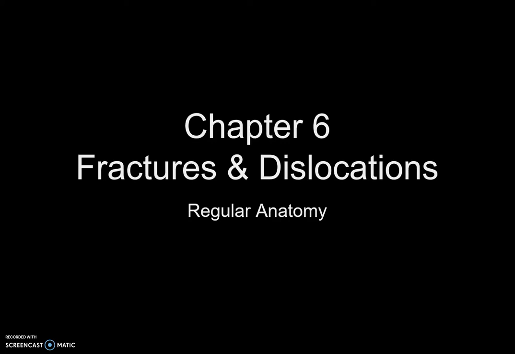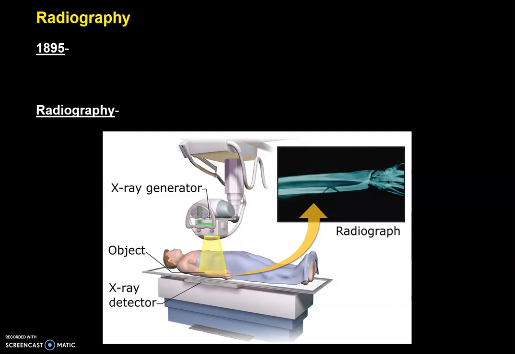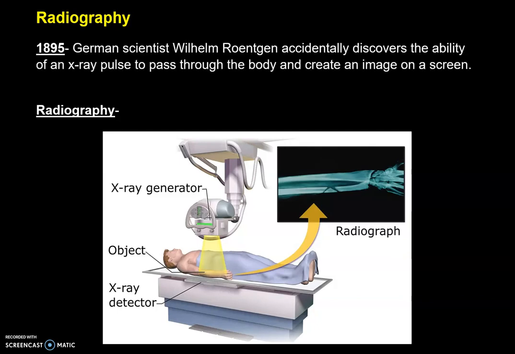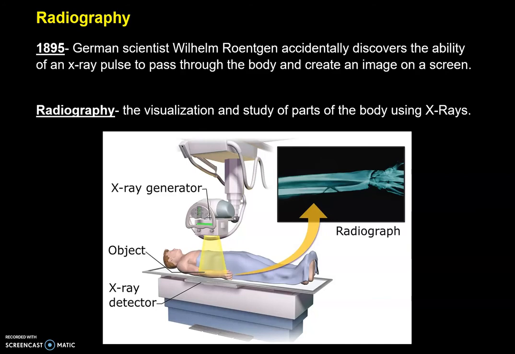In this lecture, we're going to discuss fractures and dislocations. So in 1895, a German scientist, Wilhelm Röntgen, accidentally discovered the ability of an X-ray pulse to pass through the body and create an image on a screen, which he called an X-ray. Radiography is the visualization and study of parts of the body using X-rays.